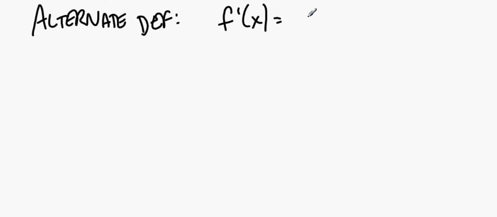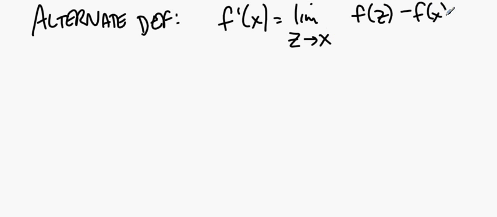There is an alternate definition of the derivative. The alternate definition of the derivative says that if I want f prime of x, I take a limit as z gets closer and closer to x of f of z minus f of x over z minus x. And all that does is it establishes that there are 2 points on the curve. One is the point we're interested in, and the other is some generic point nearby. And then this is just a standard slope. It's change in y over change in x.